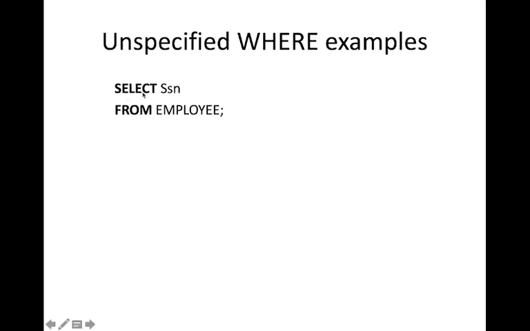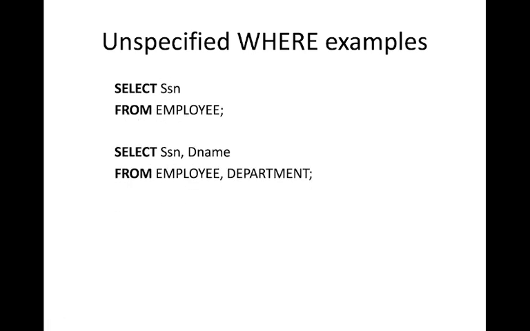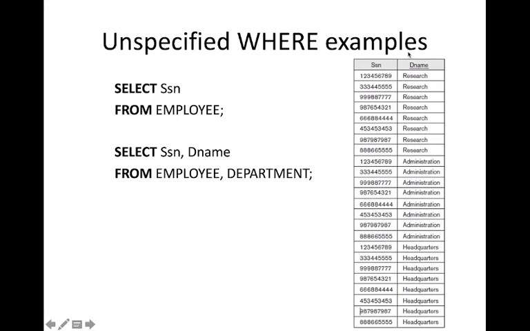So this is an example. If you are specifying select SSN from employee, this means all the SSN from the employee table should be listed. Or if you are specifying SSN comma D name from employee, department, there is no where clause. So what it returns is all the SSN values and all the D name values. Employee cross department will be taken here, so all the combinations will be listed as output.